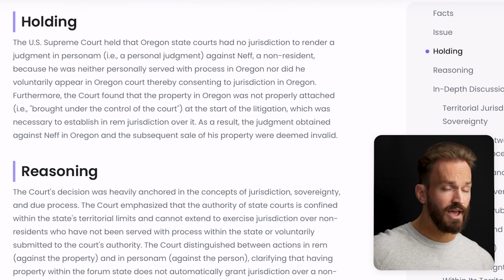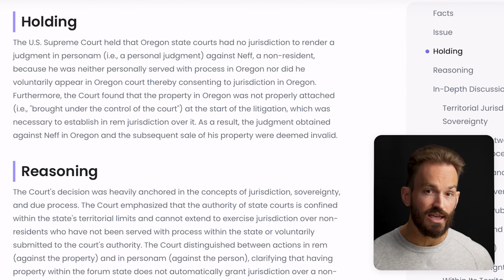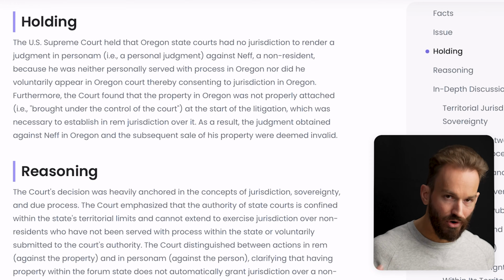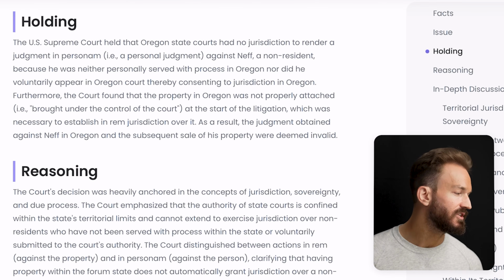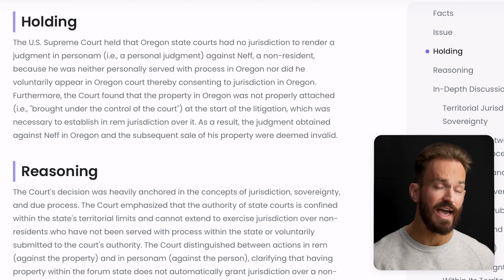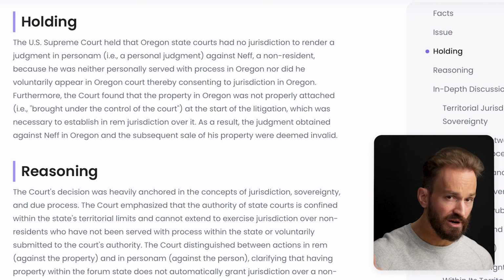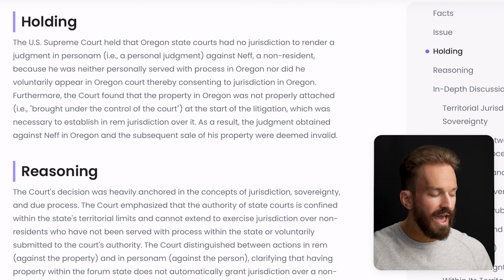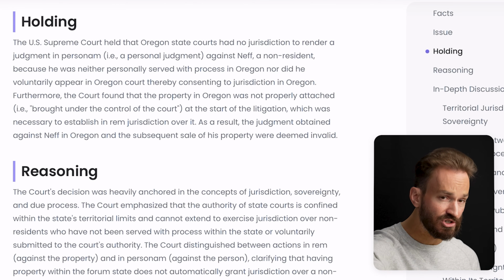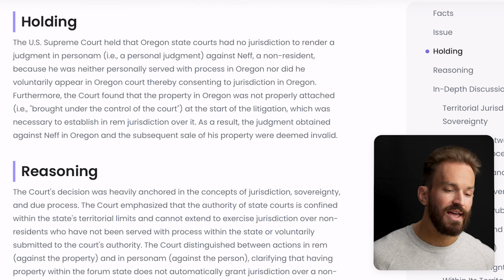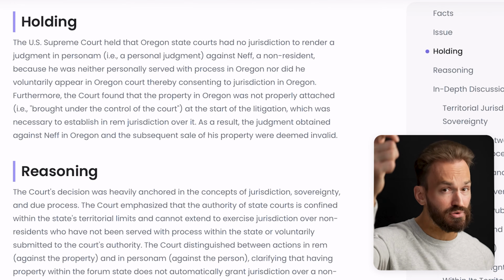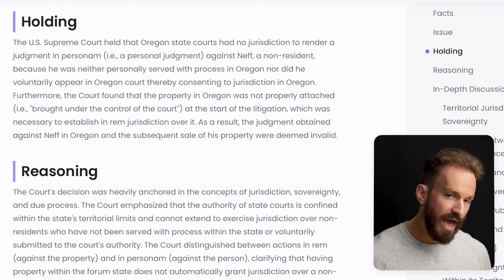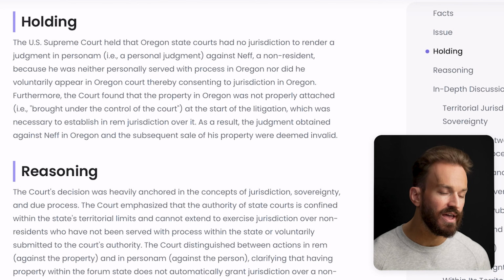In rem jurisdiction, you're asking the court to basically impose a judgment on a piece of property. The most classic would be like a quiet title action, right? Where you're going to the court and you're saying, I want you, court, to establish ownership of this piece of property. I want you to establish some ownership interest in this piece of property, right? You're not asking the court to impose a personal obligation on a defendant. You're asking them to establish an interest of ownership in a piece of property. Okay, very different things.